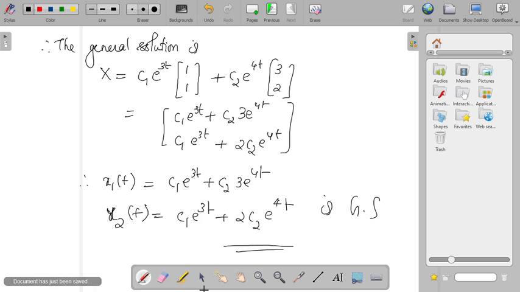So when the roots are distinct, this is how we find the general solution.